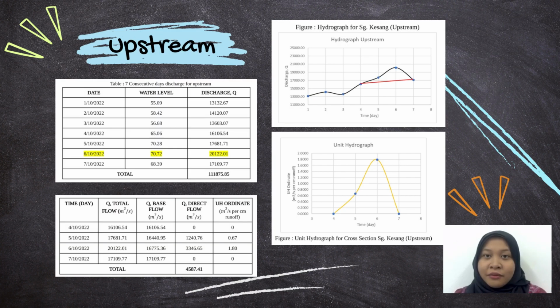So this is the upstream for water level at Sungai Kesang. The highest discharge depends on the highest water level. Discharge for upstream is 20122.01 meter cube per second.